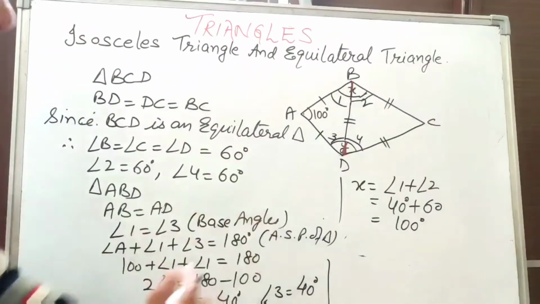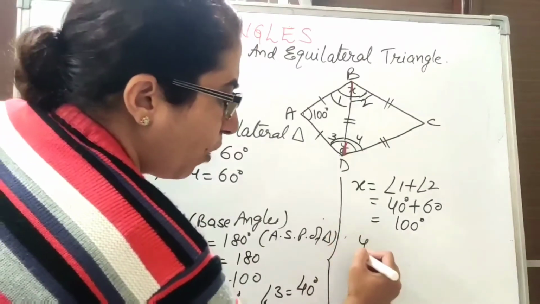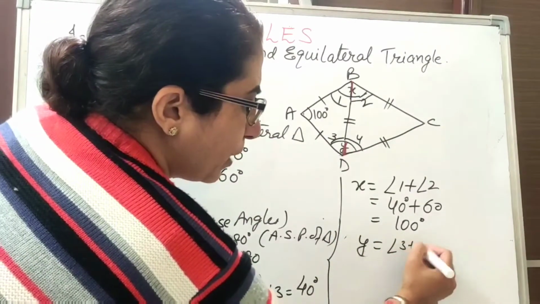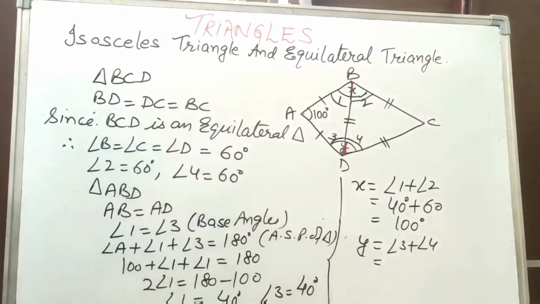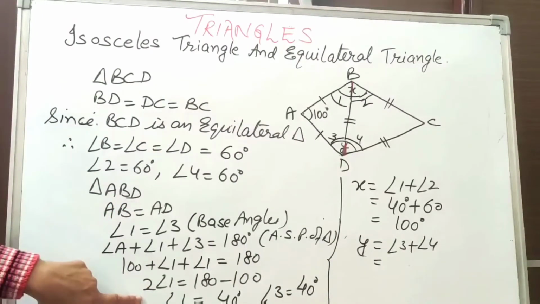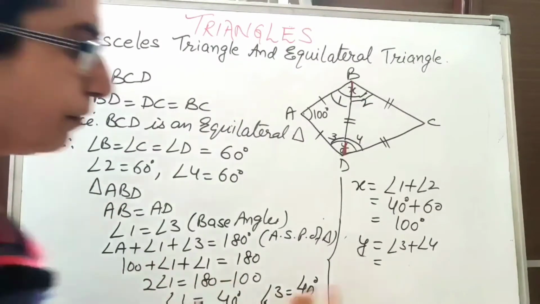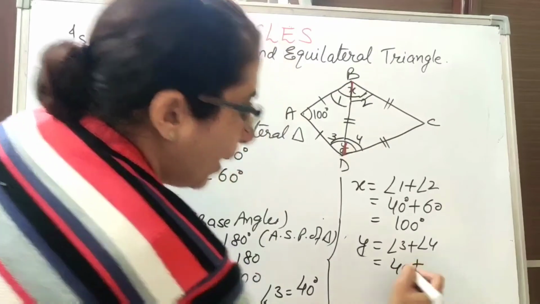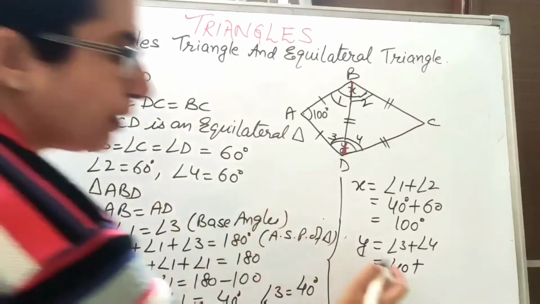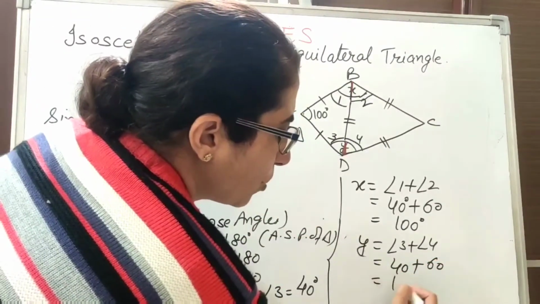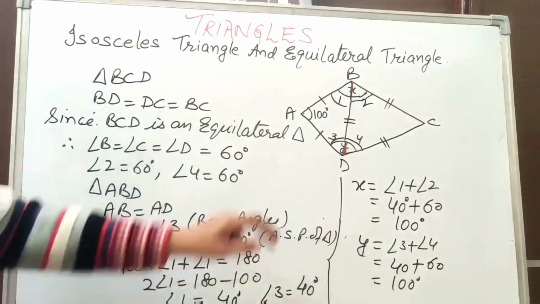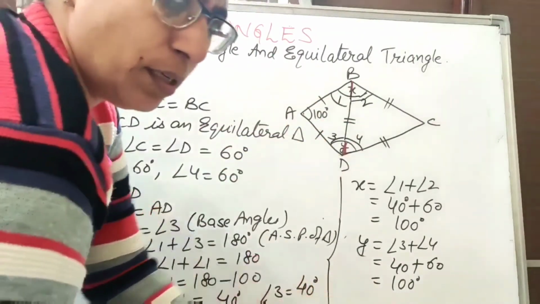Now, let me check the measure of y. Y was angle 3 plus angle 4. Now, angle 3 is here 40 and angle 4 here 60. So y is also 100. So the measure of x and y is 100.